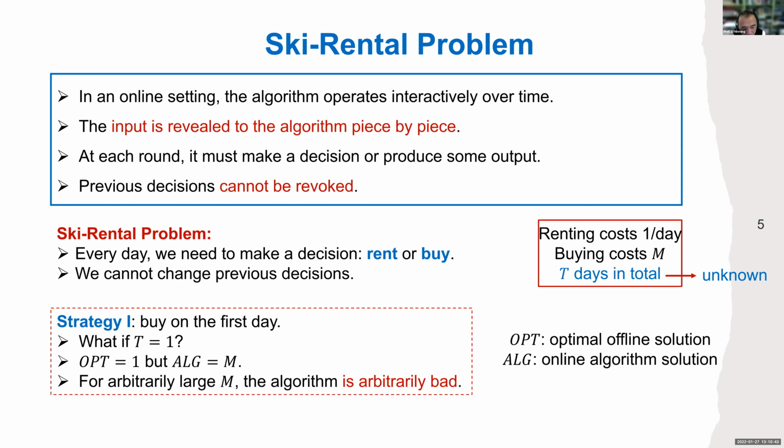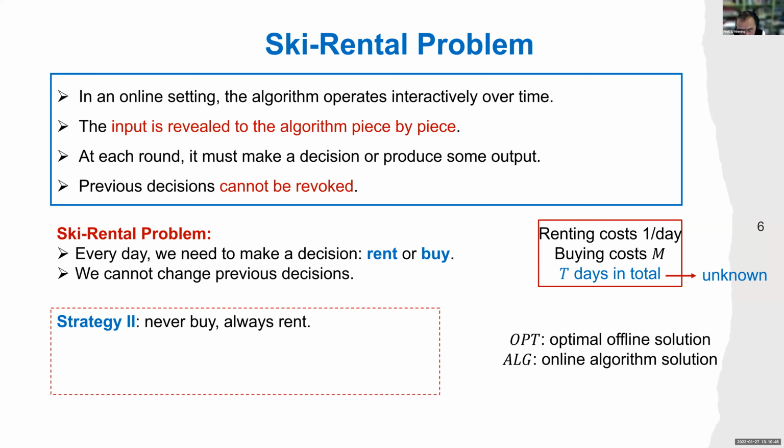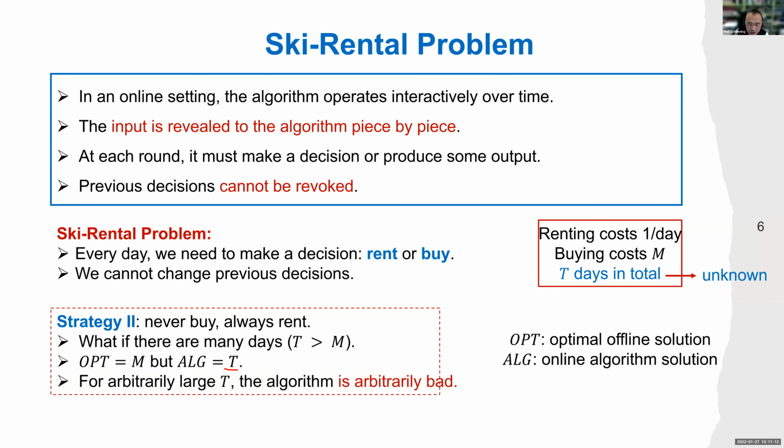And then there is also another extreme. Another extreme says, I never buy, I just rent. Well, this can be even worse. Why? If you have many days, T larger than M, then the optimal solution is just buy, which is M. But your solution is what? Rent every day. What's the cost? It's T. And for arbitrarily large T, this algorithm is arbitrarily bad.